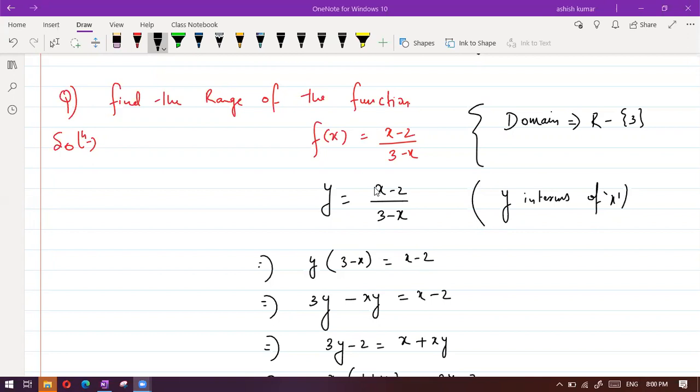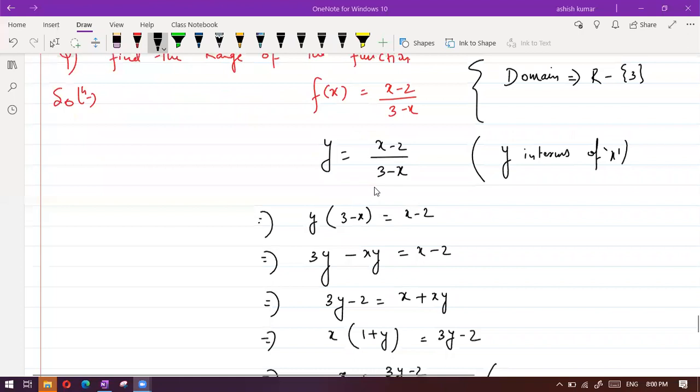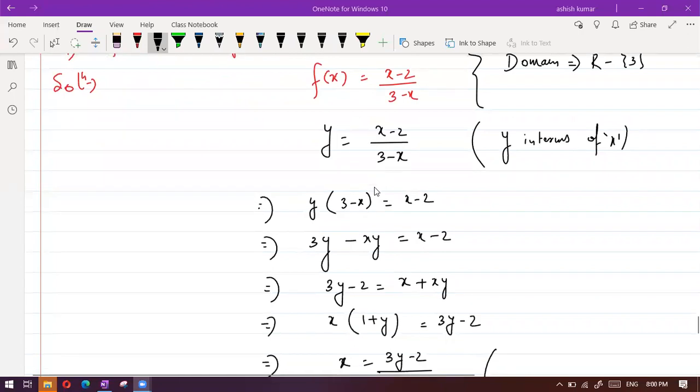This is our last question. Just note it down. Then from tomorrow, we'll see finding the domain and range together.